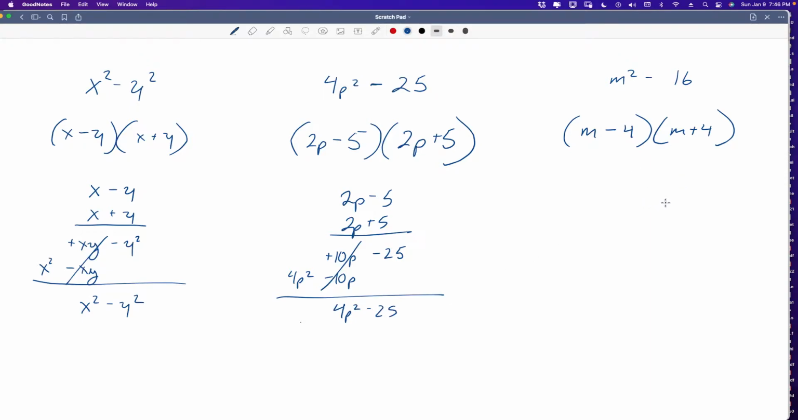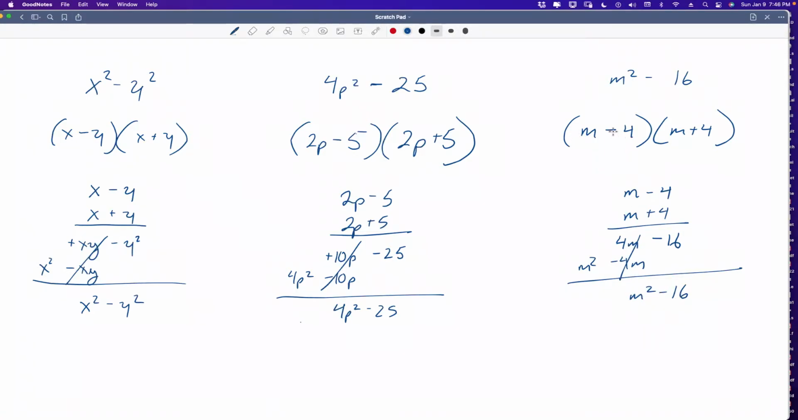Same thing here. It is a repeating pattern that we can count on each and every time. M minus 4 over m plus 4, right? This gives us a negative 16. This gives us a 4m positive. This gives us negative 4m, and this gives us m squared. These cancel. M squared minus 16.